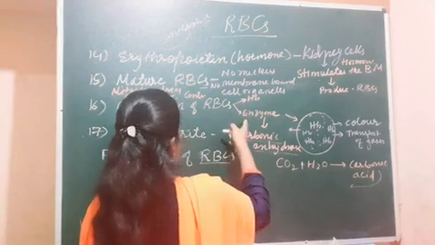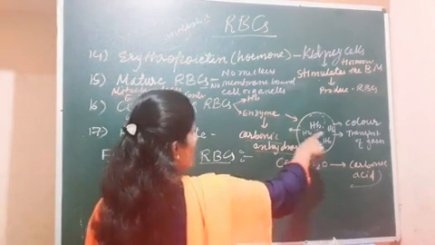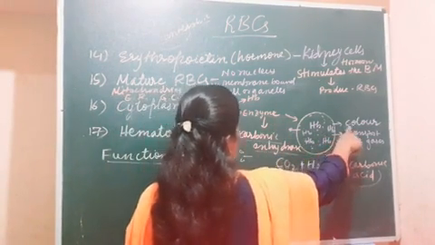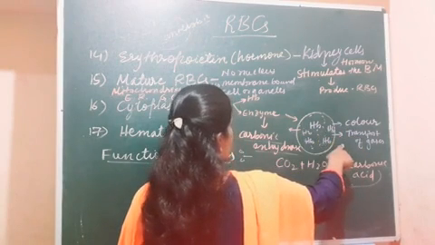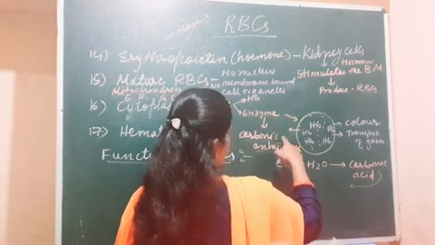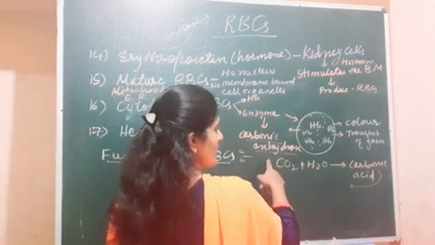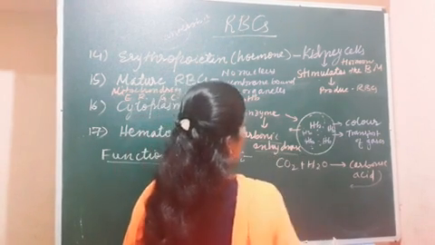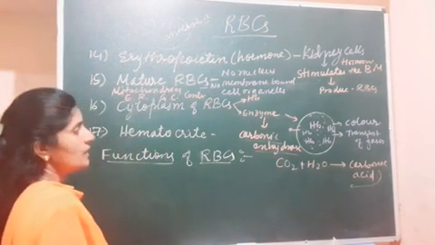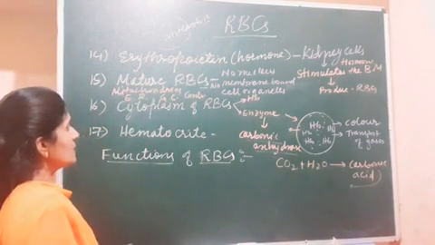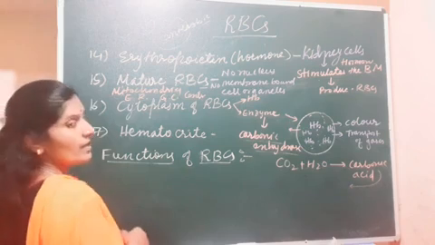Hemoglobin and enzyme. Hemoglobin helps in giving color to the blood and transporting the gases, and which enzyme is present? Carbonic anhydrase. Carbonic anhydrase helps in the transportation of CO2. In this way, the cytoplasm of the RBC has these two main components.